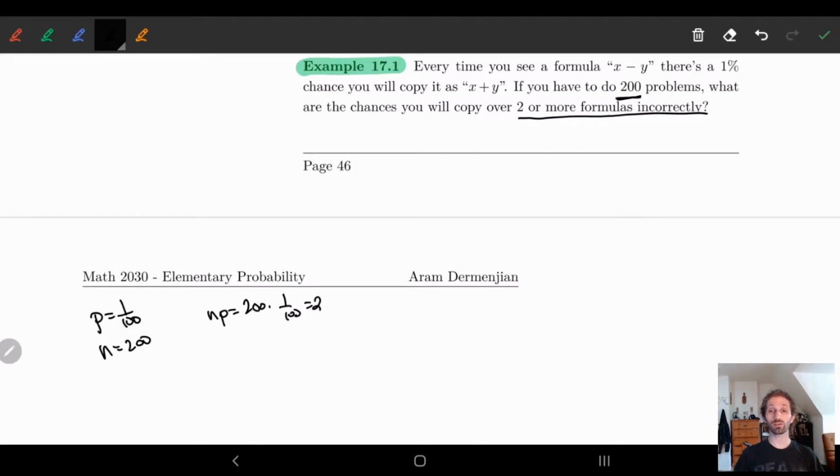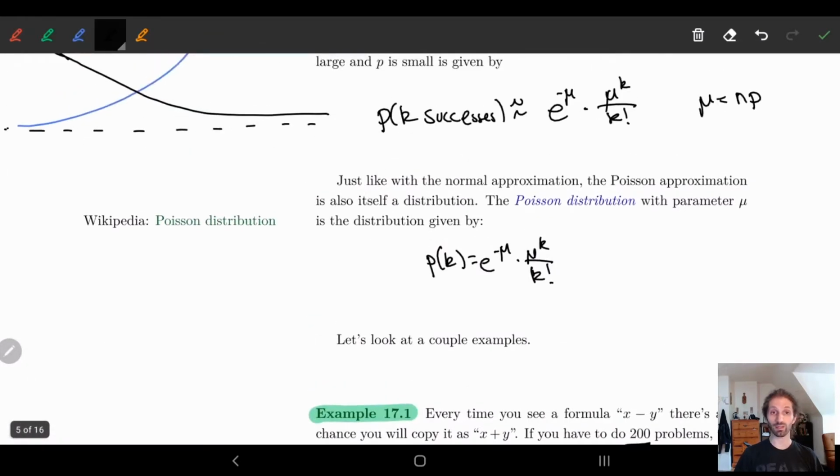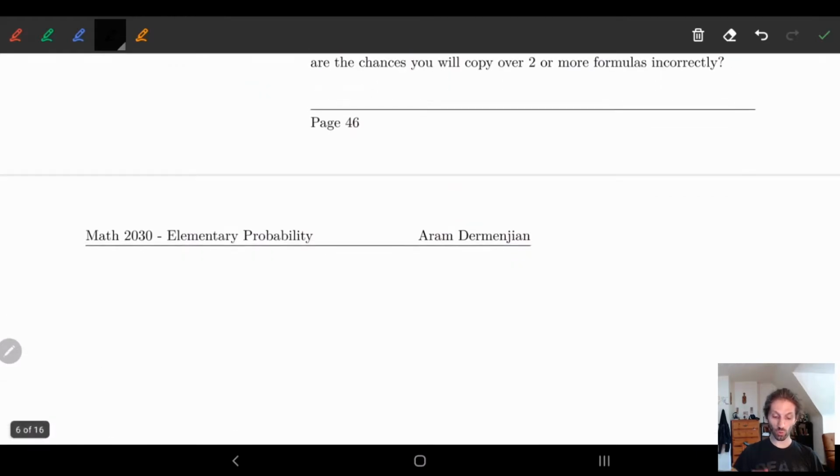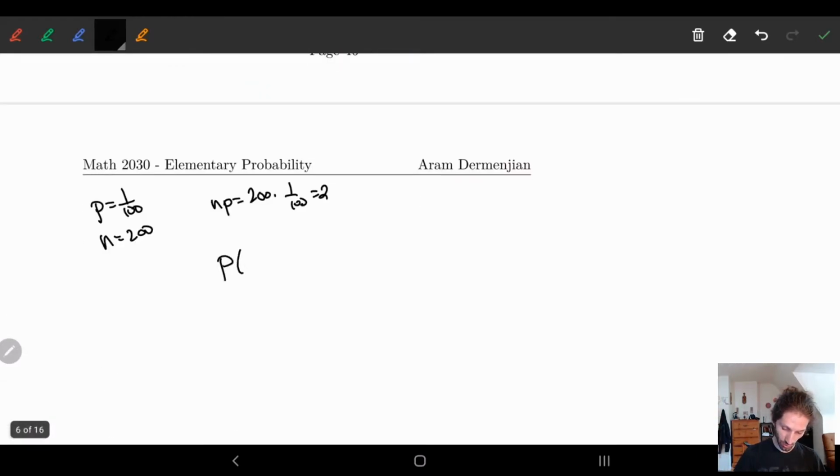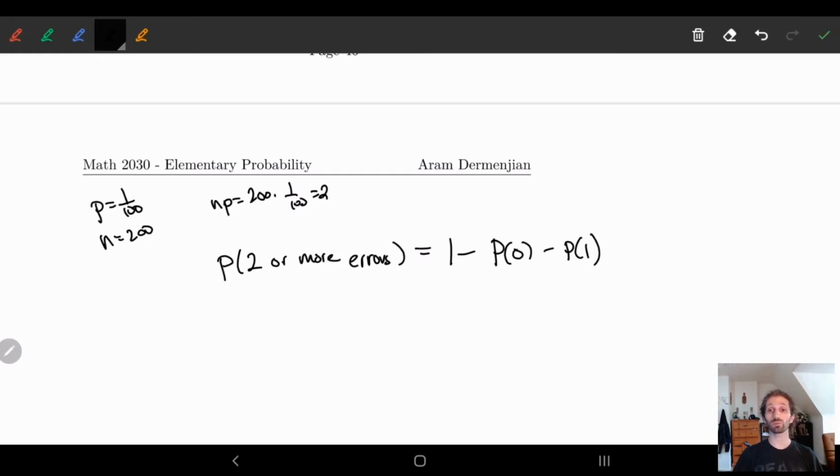So let's look at the Poisson approximation. Well, the Poisson approximation tells us P of k exactly, right? P of k successes. And we want to know 2 or more successes. We want to calculate 2 or more errors, right? So what's a good way to do this? A good way is, well, let's take all the possible errors, 0 errors, 1 error, 2 errors, 3 errors, etc. And we want 2 or more, so we can just remove the 0th and the 1st and keep the rest. So this is just going to be 1 minus P of 0 and P of 1. That makes our life easier.